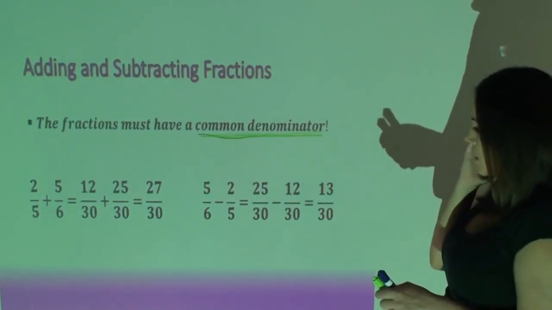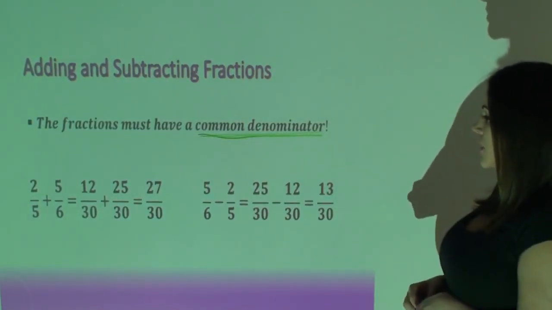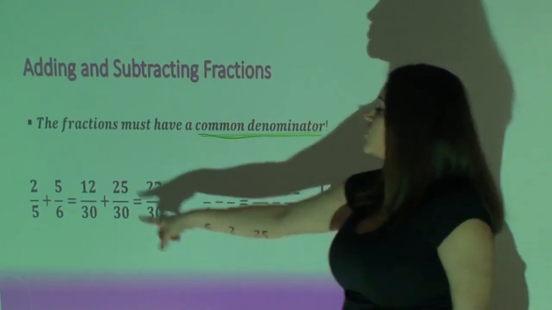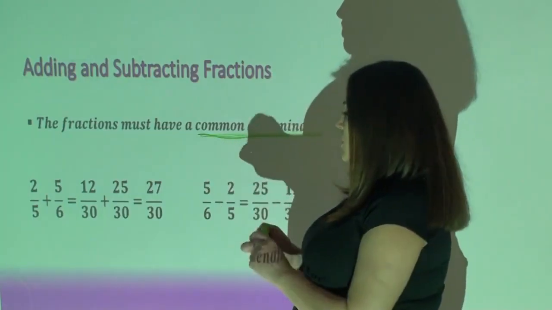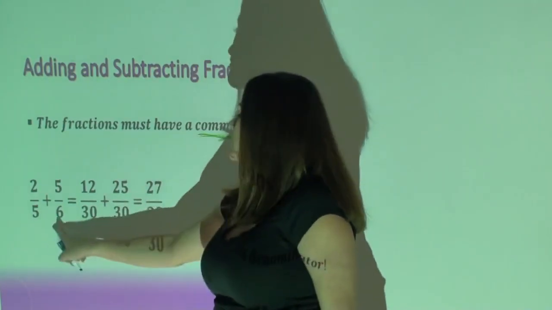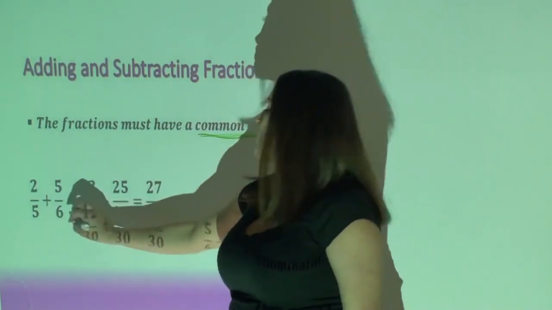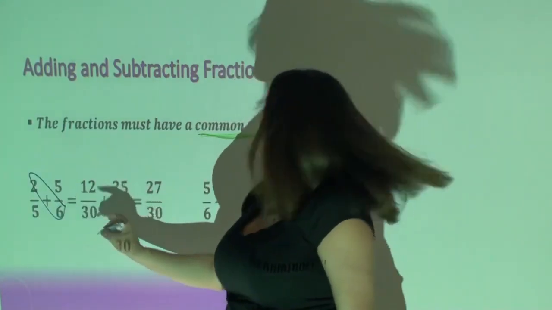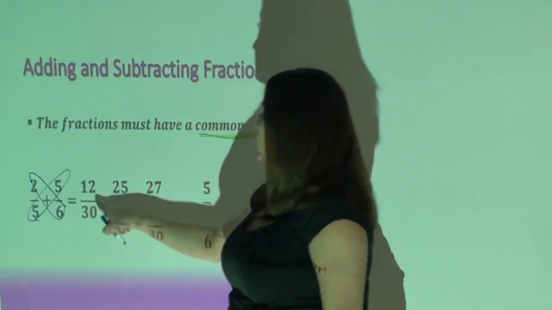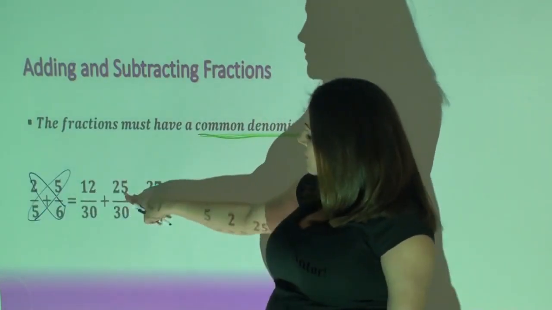So let's look right here at our example. So we've got 2/5 plus 5/6. What you do is you cross multiply: the 6 times the 2 gives you 12. And then you've got 5 times 5 gives you 25. So you've got 12 and 25 on top.